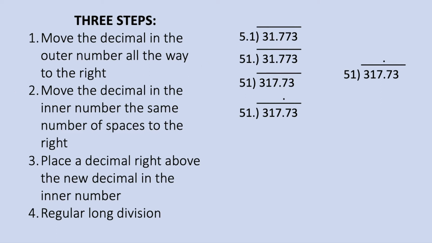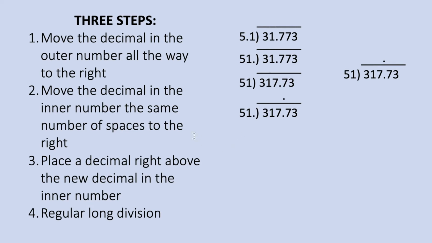And second step, move the decimal in the inner number the same number of spaces to the right as you did the outer number. So since we moved the decimal in the outer number to the right 1 space, we're going to move the decimal in the inner number to the right 1 space. So that will give us this number. So now we have 317.73 divided by 51, which will give us the same answer as 31.773 divided by 5.1.